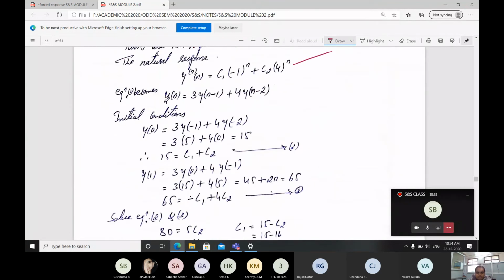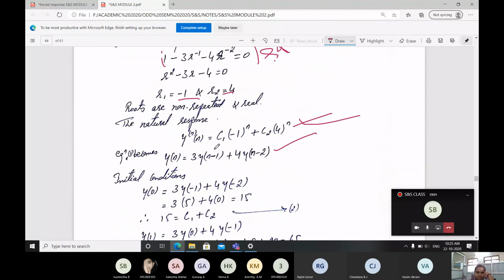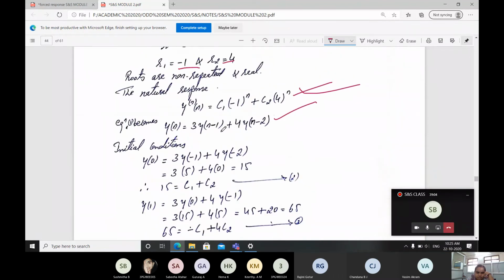Then what you have to do? Substitute n as 0 in both equations, this equation and also this equation. If I substitute n as 0 here, I will get the value of y of 0. On the right side, y of minus 1 and y of minus 2: 3 y of minus 1 plus 4 y of minus 2. Y of minus 1, what is given? It is 5. Substitute 5 here. Then y of minus 2 is 0.